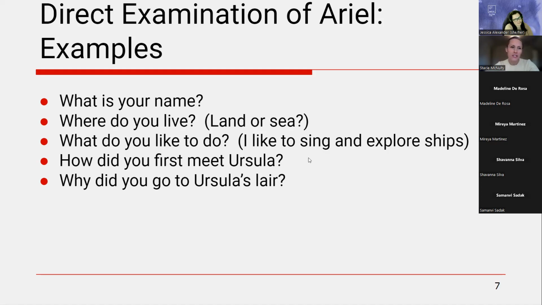So Ariel, how did you first meet Ursula? Well, I've always known about her because she's the big scary sea witch, right? And so everyone knows about her, but we kind of avoid her cave. But I also know that she's got cool magic powers and can help people do things that others can't. And so I was just really desperate, and so I went to meet with her to ask her for some help turning into a human.